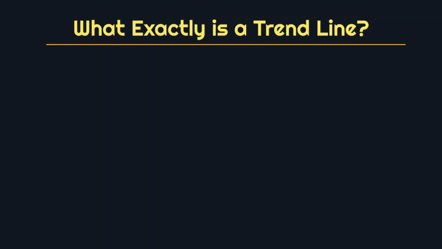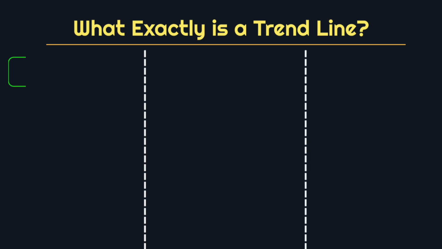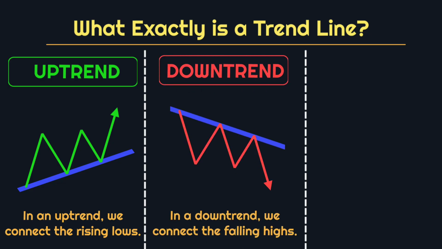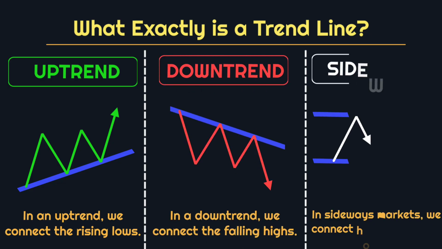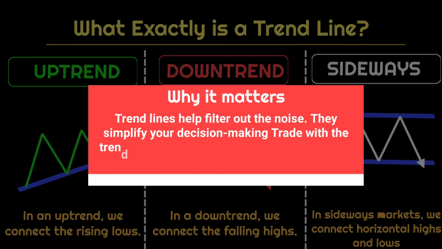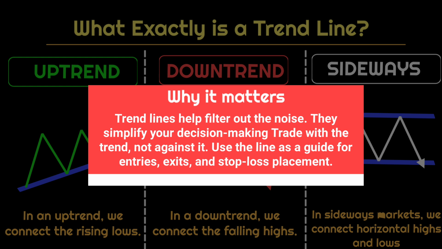What exactly is a trend line? On a line chart, in an uptrend, we connect the rising lows. In a downtrend, we connect the falling highs. In sideways markets, we connect horizontal highs and lows to define a range. Why it matters: trend lines help filter out the noise. They simplify your decision-making. Trade with the trend, not against it. Use the line as a guide for entries, exits, and stop-loss placement.